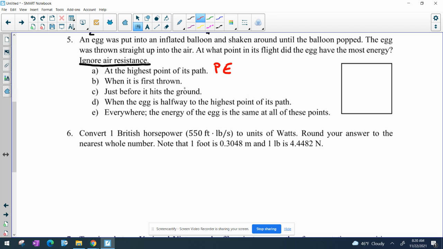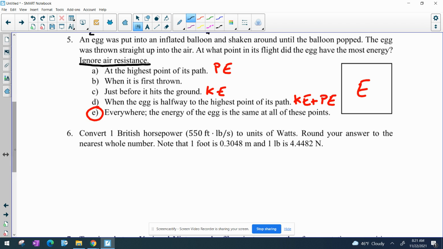Some of that potential energy is going to convert to kinetic energy just before it hits the ground. When the egg is halfway up to the highest point of its path, then it has kinetic plus potential. So it's really just transforming forms. It does not necessarily get lost from the system, and we know this because of the ignore air resistance part. So the correct answer for this question is E, everywhere in the path of the egg.